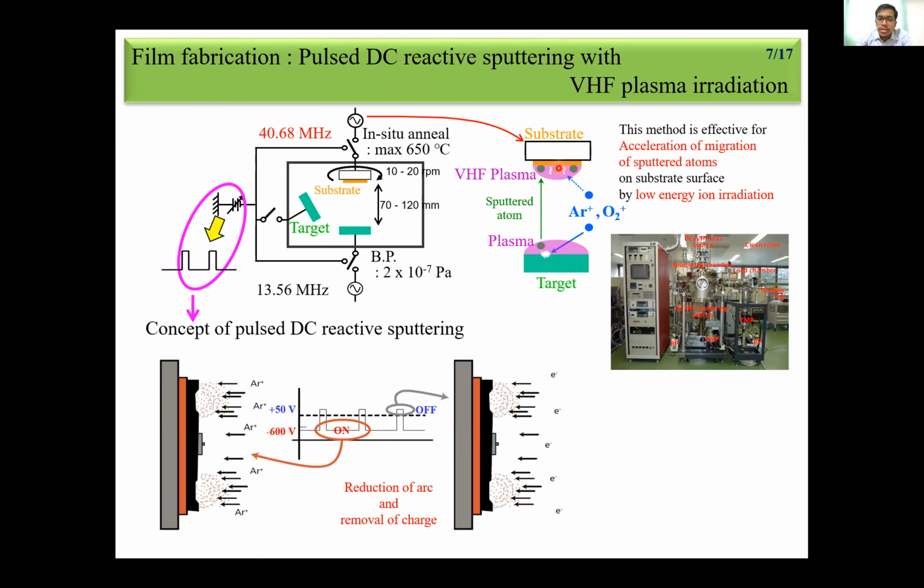The most important thing is that it has pulse DC reactive sputtering. As we know very well, as the process goes, charge will be accumulated on the target, which will hinder the movement of other charged ions towards the target. But if we use the pulse DC, on for a certain time, off for a certain time, we can remove this arc current, and we can smooth our process.